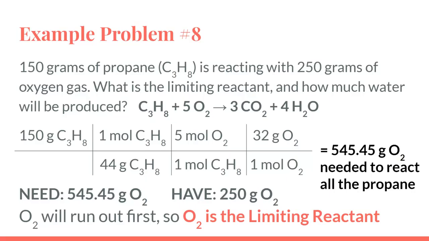So through my calculations, I found that I need 545.45 grams of oxygen gas to react all of my propane. But in the problem, it says that I have 250 grams. So that would be like me going to the store. I want to buy something for $545.45, but I only have $250 on me. So therefore, I am limited by my money. The oxygen is going to run out first. So therefore, oxygen is the limiting reactant.